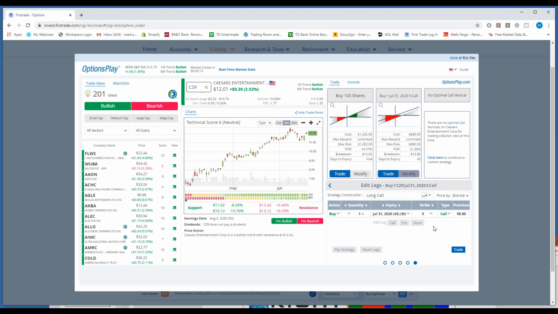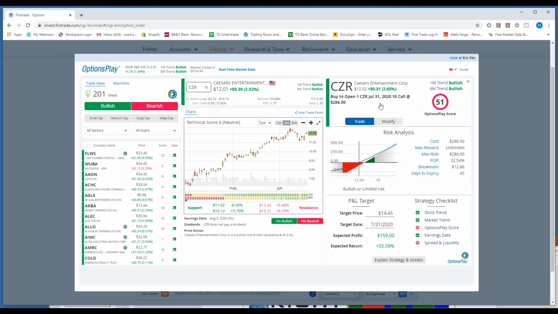This is only a call position. Here our strike price is 5. I don't think we want that. We're looking at Caesars. We want a strike of, I think it was 10. There's our 10 strike. There's our trade. Max risk is 286. And if we look at the metrics of the trade right here, it doesn't have a great score based on risk to reward. 55% is not a great return.